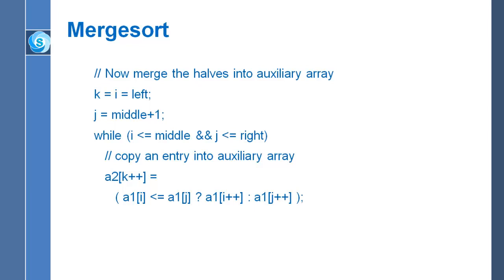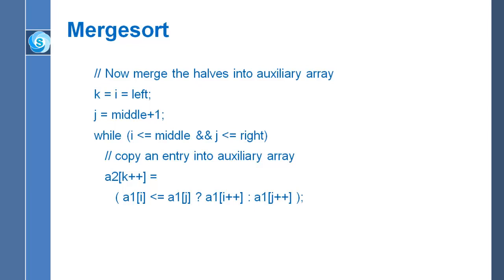And after copying into the auxiliary array, 2 indexes have to be incremented. K always has to be incremented. Okay, we copied something into position K of the auxiliary array, after which we have to increment K. All right? And we also have to increment either I or J, depending on where we copied from. All right? So here's how this is accomplished in code.